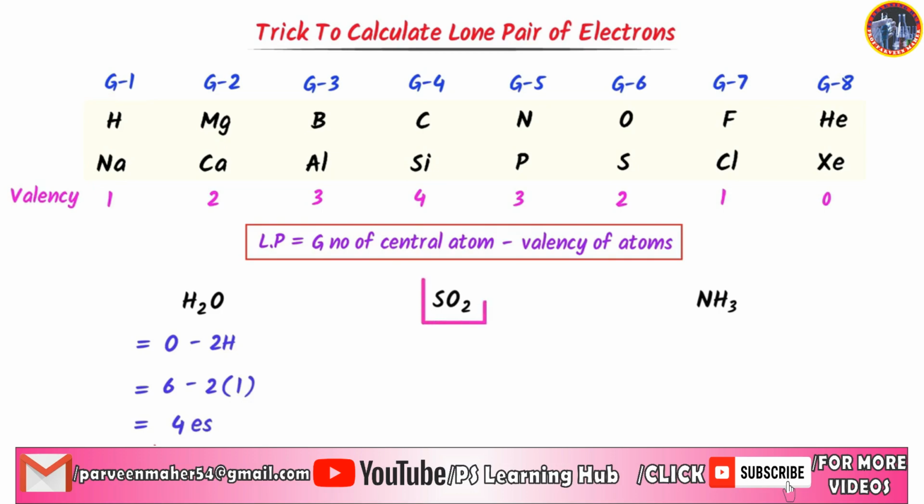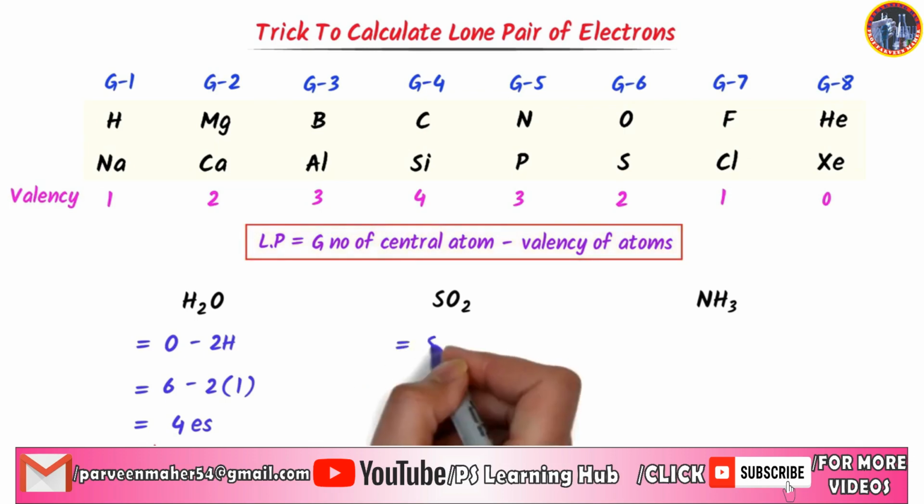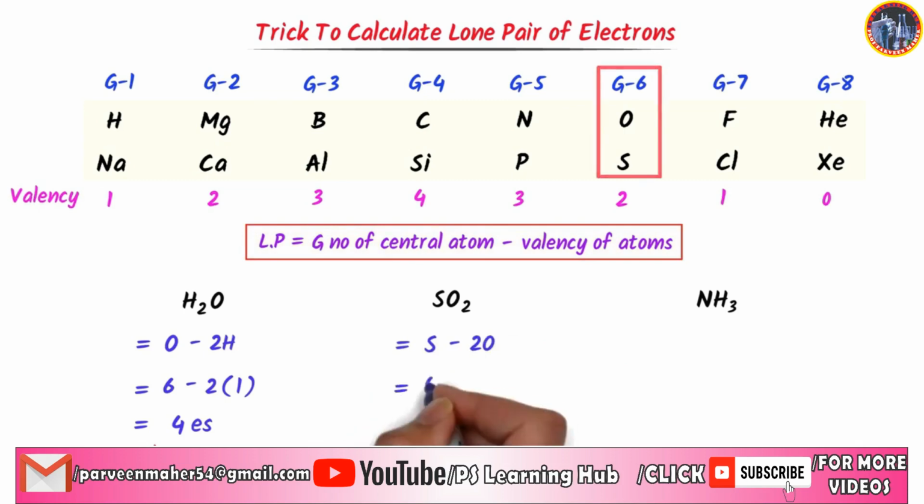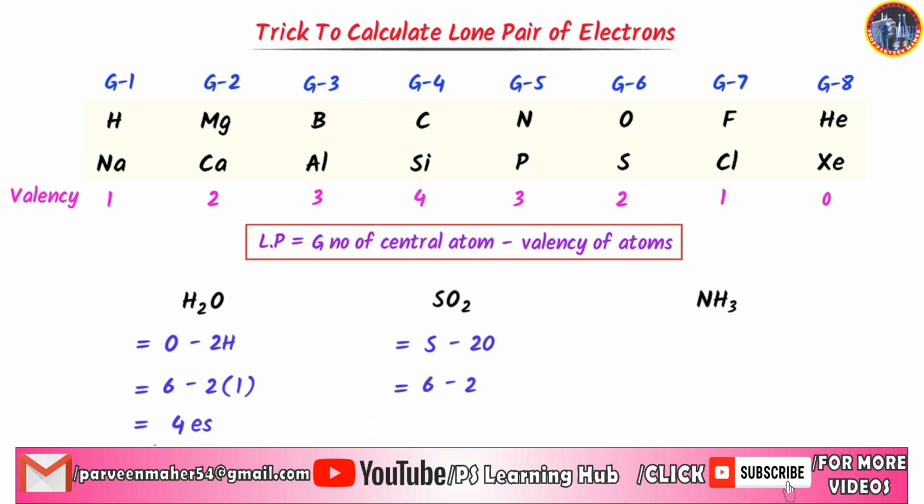In case of sulfur dioxide, we know that lone pair is equal to group number of central atom minus valency of surrounding atoms. Here, central atom is sulfur, minus there are 2 atoms of oxygen. The group number of sulfur is 6, minus 2, and the valency of oxygen is 2. I get 2 electrons. 2 electrons mean that there is only 1 pair of electrons present on central atom.